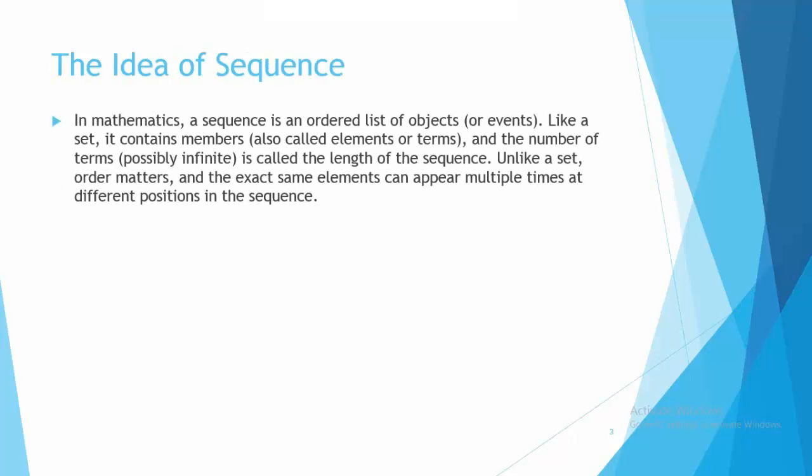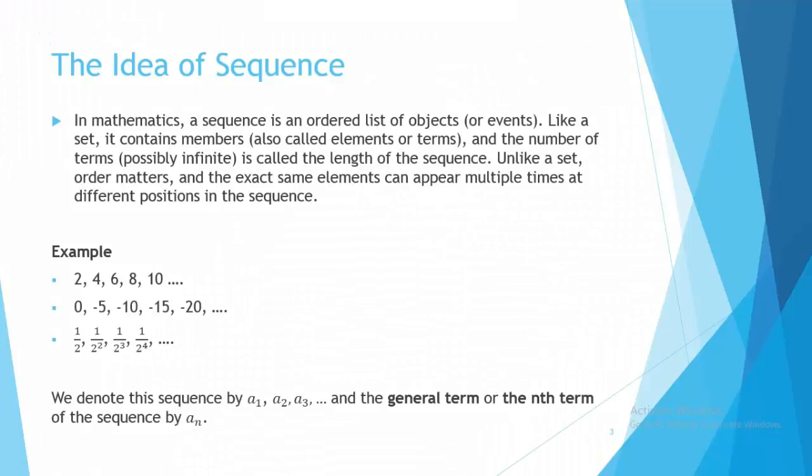The idea of sequence. In mathematics, a sequence is an ordered list of objects or events. Like a set, it contains members, also called elements or terms. And the number of terms, possibly infinite, is called the length of a sequence. Unlike a set, order matters and the exact same elements can appear multiple times at different positions in the sequence.